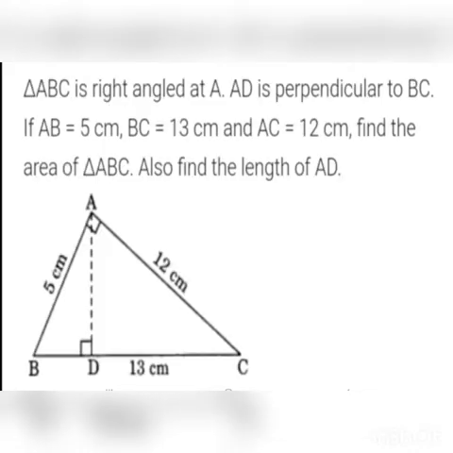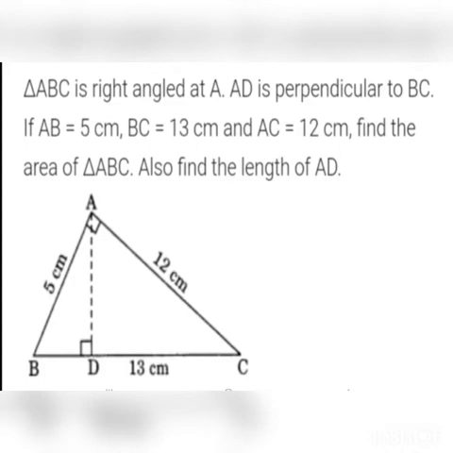Next question. Triangle ABC is right angled at A. AD is perpendicular to BC. If AB is equal to 5 cm, BC is equal to 13 cm and AC is equal to 12 cm, find the area of triangle ABC. Also find the length of AD.